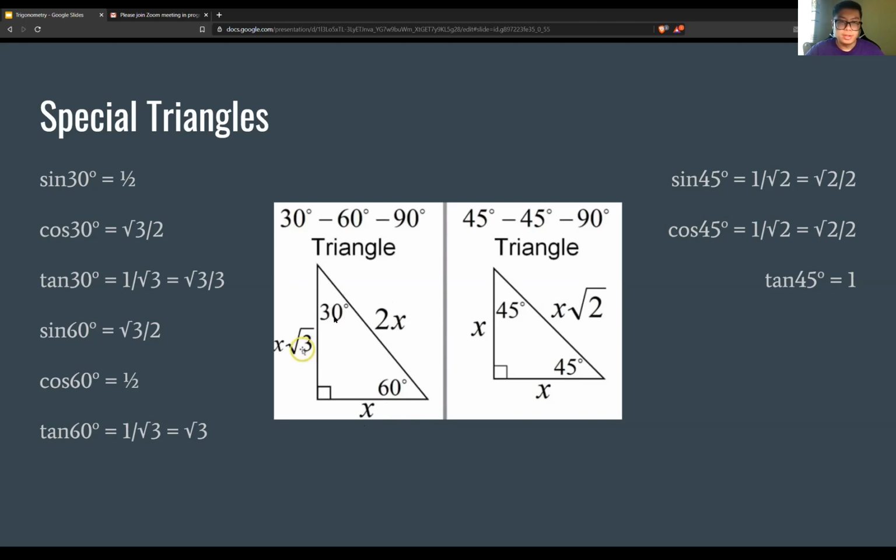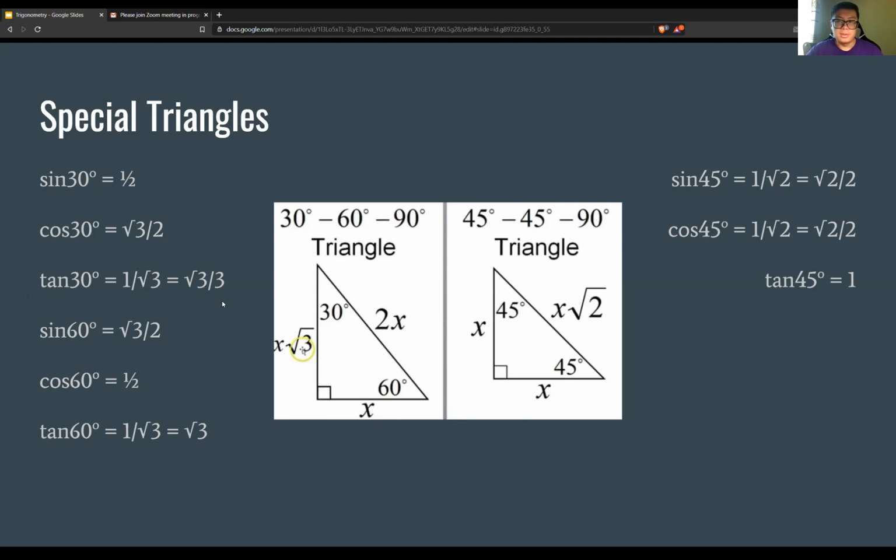Now cosine of 30 degrees: you take the adjacent side, x times square root 3, and divide that by the hypotenuse length, which is 2x. So you take x square root 3 divided by 2x, and you can simplify that to square root 3 over 2. Now tangent of 30 degrees: we take the opposite, divide that by the adjacent. So x divided by x square root 3, and that simplifies to 1 divided by square root 3 if you cancel the x's. Now, this is also equal to square root 3 over 3.